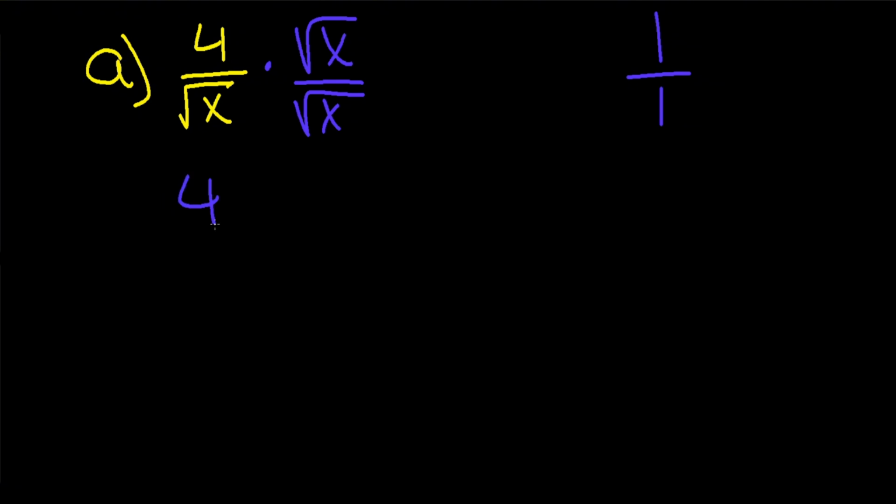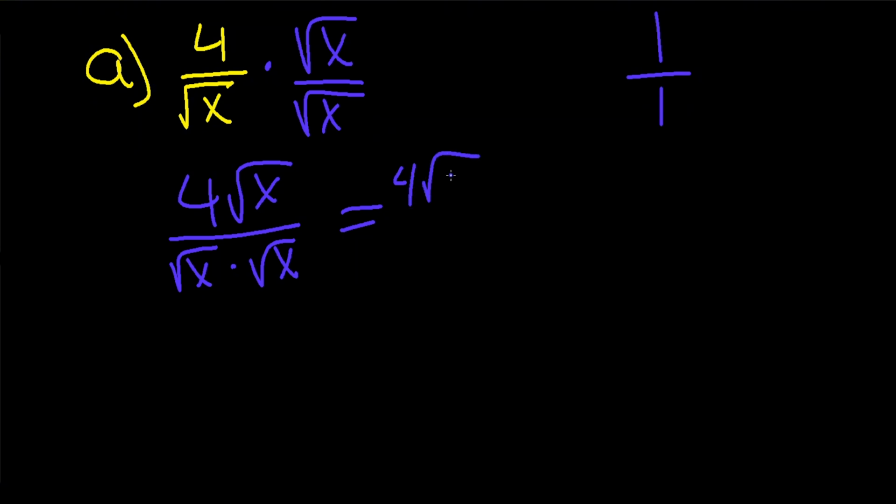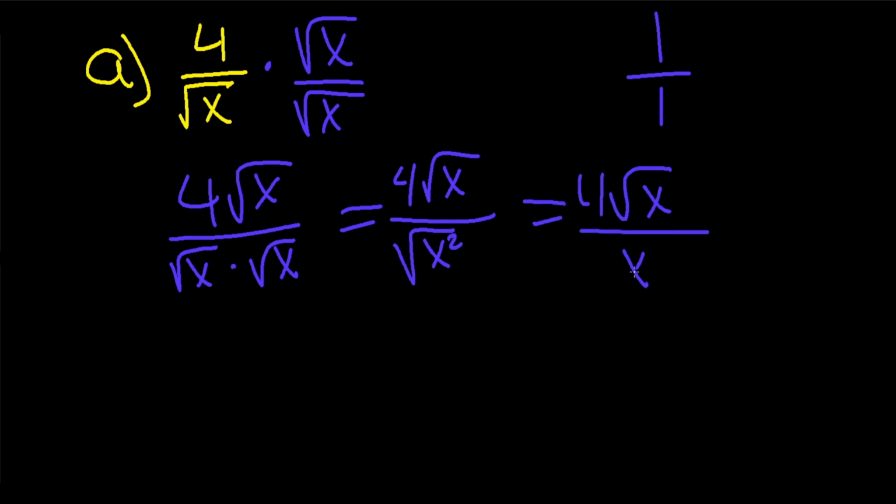And so here we get 4 times the square root of x all over the square root of x multiplied by the square root of x. And that gives us 4 times the square root of x over the square root of x squared, which equals 4 times the square root of x over just x.